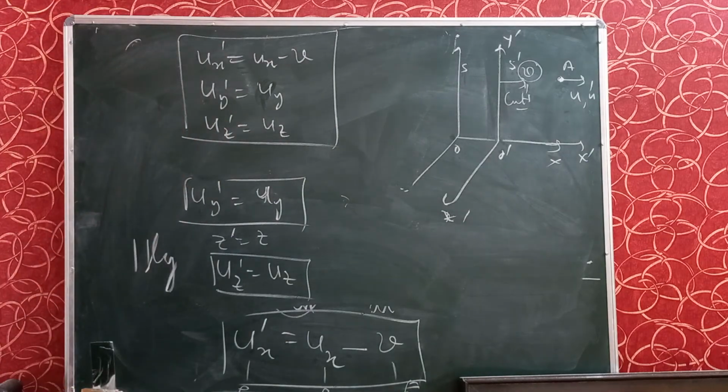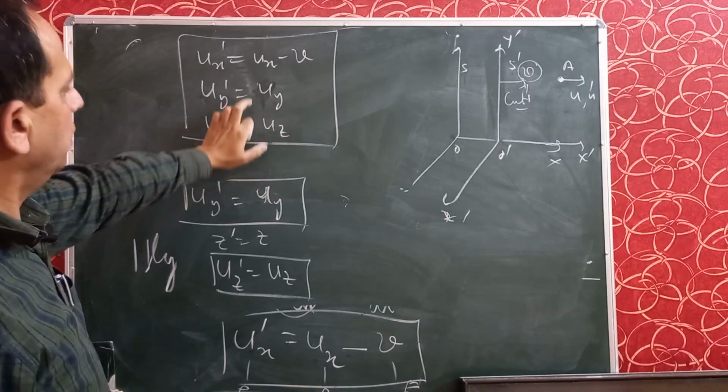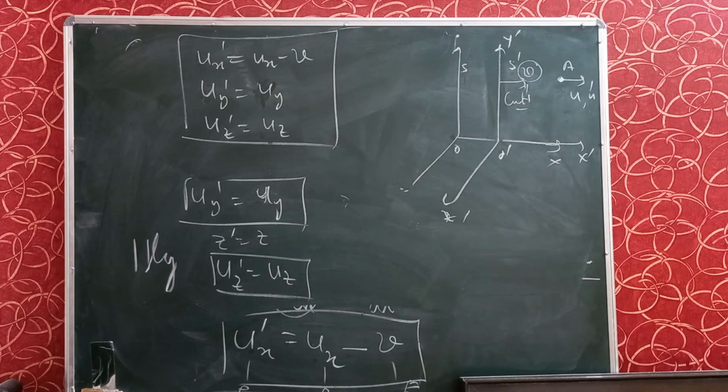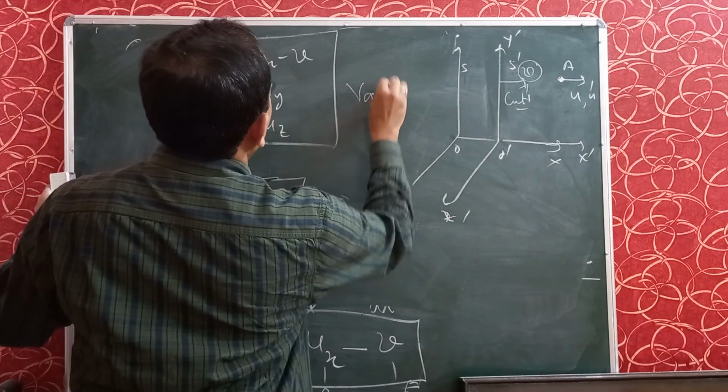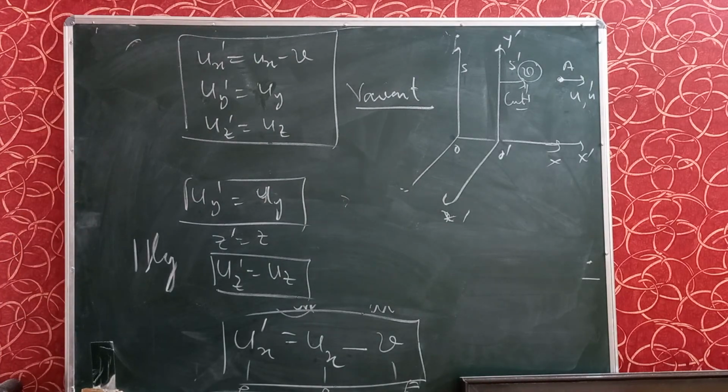From these equations, it is clear that the second component and third component remain the same, they are invariant, but the first component is variant. So overall, the velocity is variant. Velocity is variant. So it is Galilean variant. It is not invariant, it is variant.